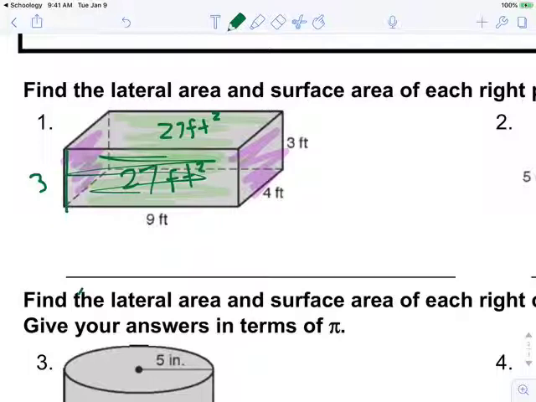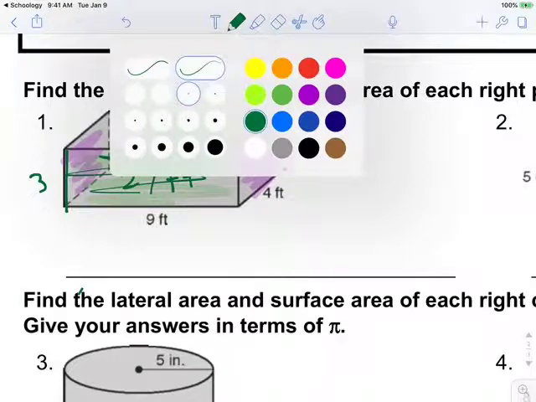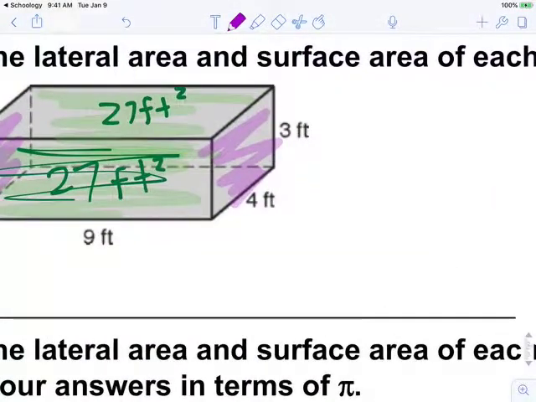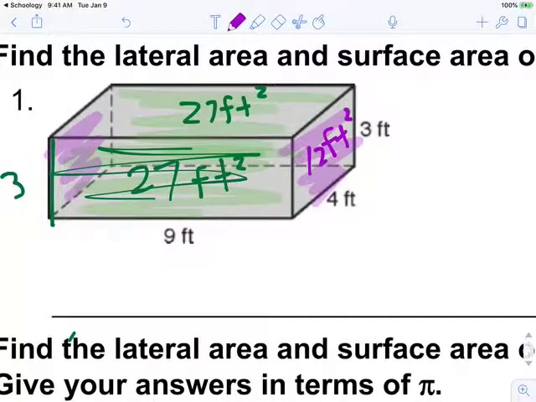How about on the sides? What are the areas of those? It is 12. 12 feet squared. How did you do that, Leslie? 3 times 4, right? You're given the dimensions right there for those rectangles.